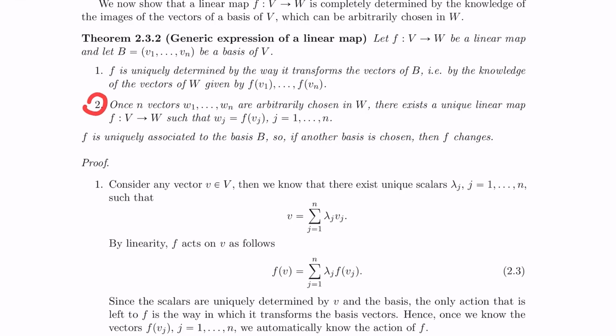The second statement of the theorem says that once n vectors w1, ..., wn are arbitrarily chosen in W, then there exists a unique linear map F from V to W such that wj is equal to F of vj. For both statements, notice that F is uniquely associated with the basis B that has been fixed. So, if we consider another basis, then also F changes. Let's prove the first statement.